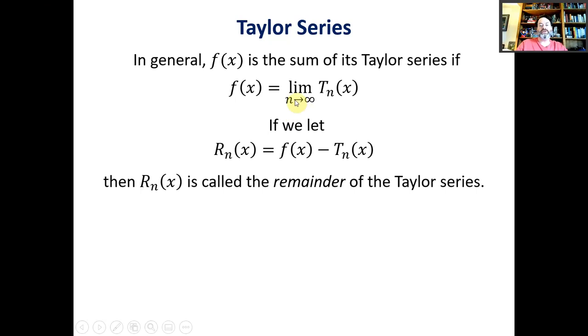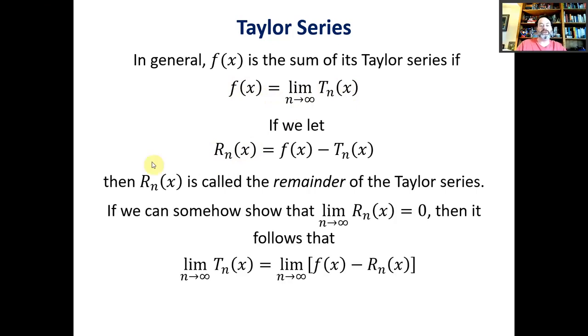So the idea here is if you just take the function and subtract Tn of x and call this the remainder, then what we're really saying is that the limit of the remainder as n goes to infinity would be 0. That's what we're really trying to do here. So if we can somehow show this remainder goes to 0, then we will have proven this thing. Because Tn is just the difference between the function and the remainder. If we can show this goes to 0, then that limit will be 0, which will be f of x.